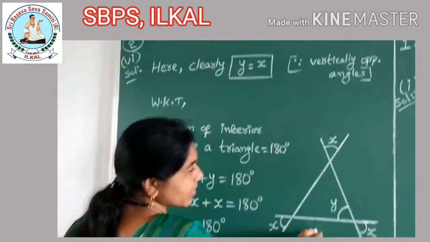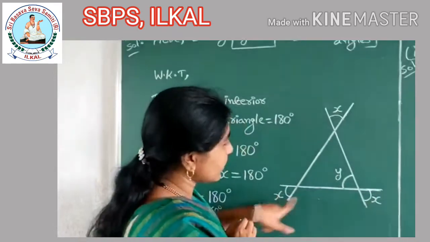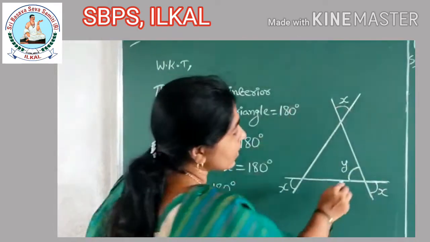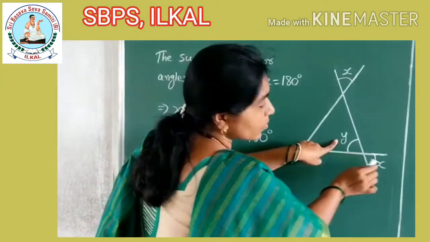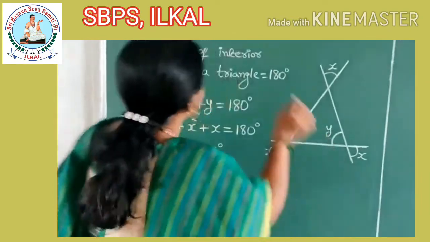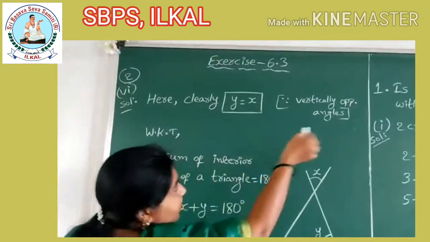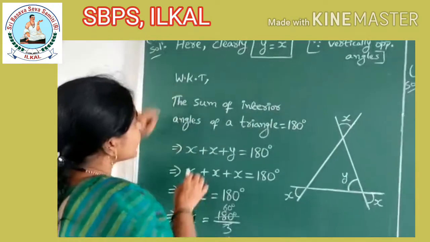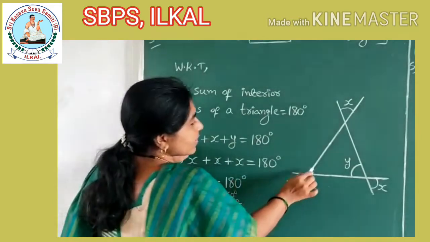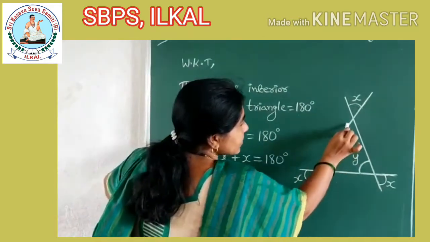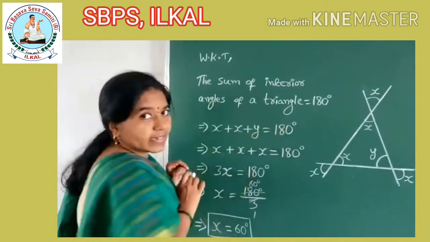Last one, you observe, children. A triangle, all the three exterior angles they gave as x, x and x. Only one interior angle they gave as y. Means clearly here y is equal to x we can consider, is it? Right. Here clearly y is equal to x since vertically opposite angles are equal. We know that the sum of interior angles of a triangle is equal to 180 degree. Then I will consider it as x. This one also as x. x plus x plus y will be equal to 180 degree.